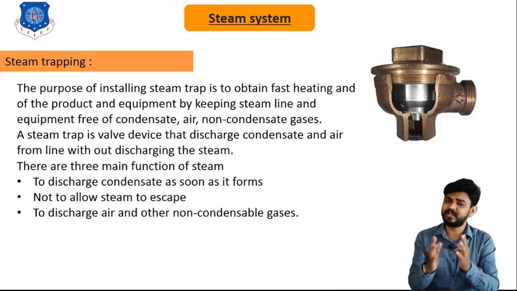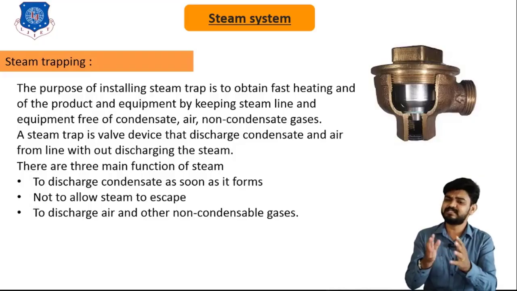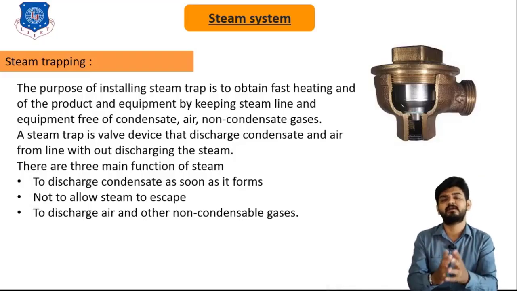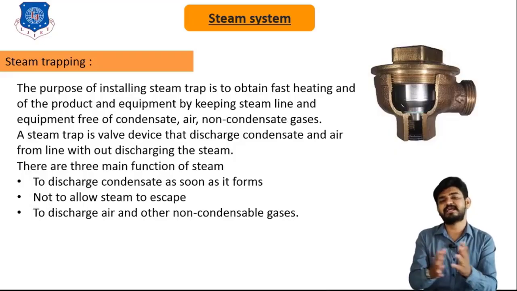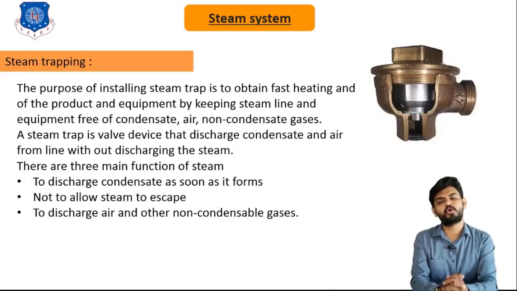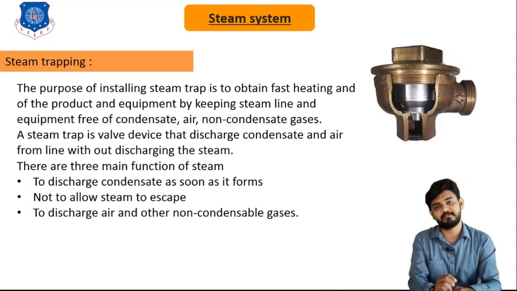There are basically three main functions of this steam trap. The first is to discharge the condensate as soon as it forms. So when condensate is formed, this steam trap will discharge it. Second, this steam trap does not allow steam to escape. That is its second most important function. To discharge air and other non-condensable gases is also one of the main functions of this steam trap.